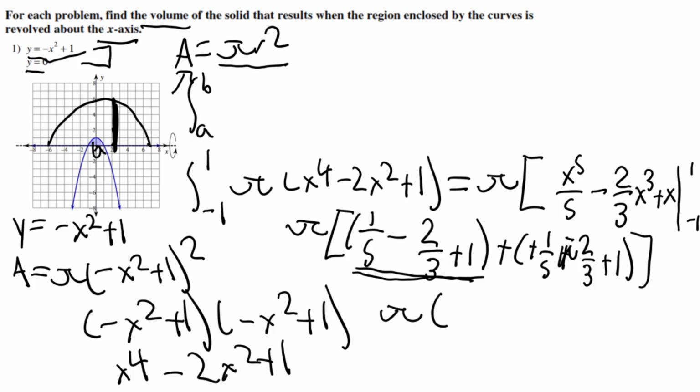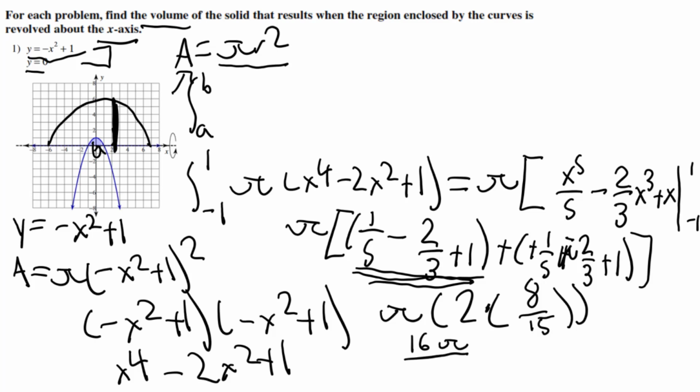So we'll get pi, and we'll simplify it down, 2 times the value we get in these parentheses, which is equal to 1/5 minus 2/3 plus 1, which is 8 over 15. Then we multiply this out, and we get 16 times pi divided by 15, which is our answer.